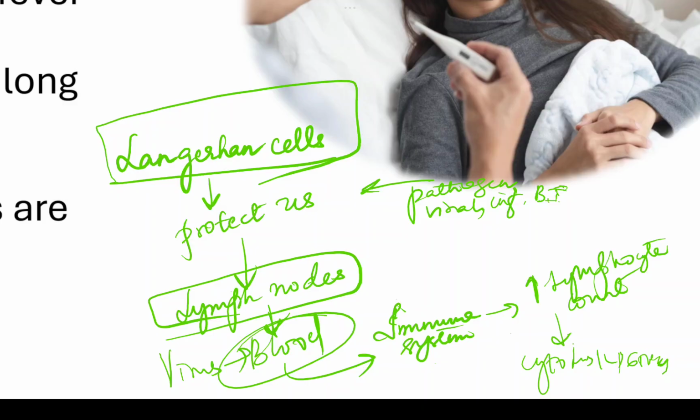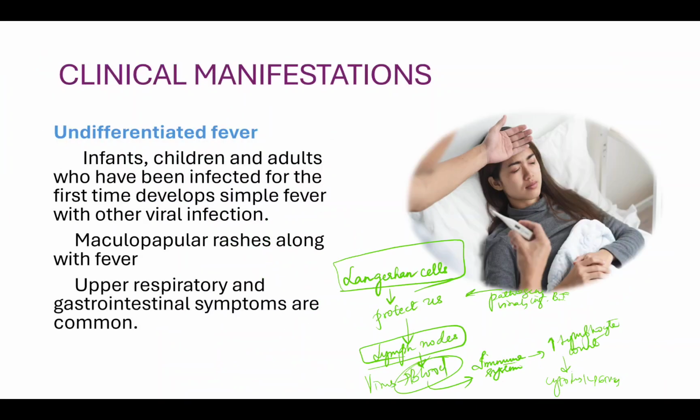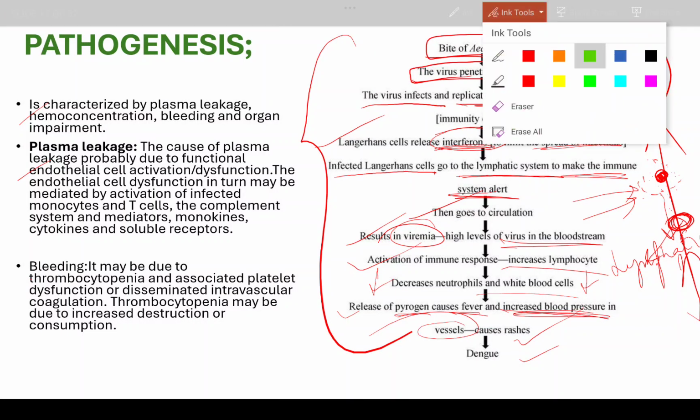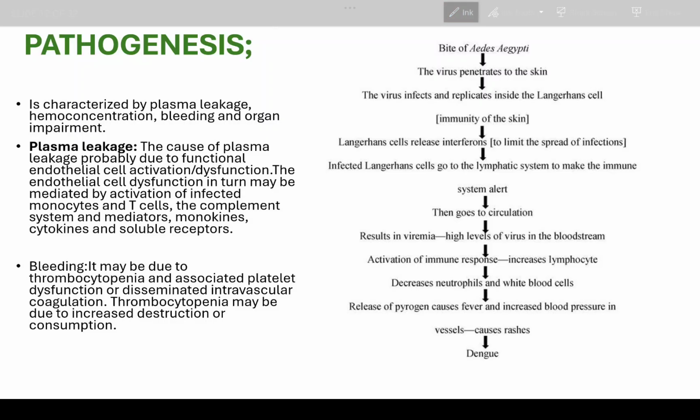The cytokine release will cause high fever, affecting the blood vessels, increasing the capillary permeability, and endothelial dysfunction occurs, plasma leak occurs, and the patient will have rashes. Is it clear? I hope you've understood this. Now, after explaining the background, when we go through it again, you might understand much better.